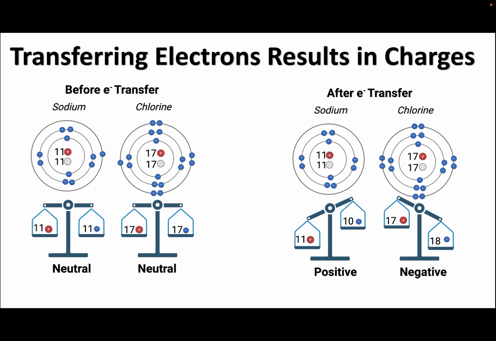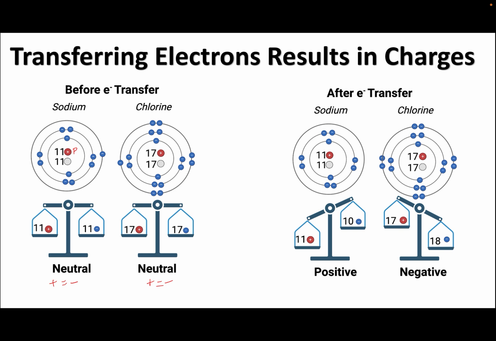So let's look at our sodium and our chlorine pre-transfer. Sodium has 11 protons in the nucleus, positive charges, and it has 11 electrons. So we would say that it's neutral because our positives are equal to our negatives. Similarly, chlorine has 17 protons and 17 electrons, so we are once again neutral. But that's not going to be the case once a transfer takes place.